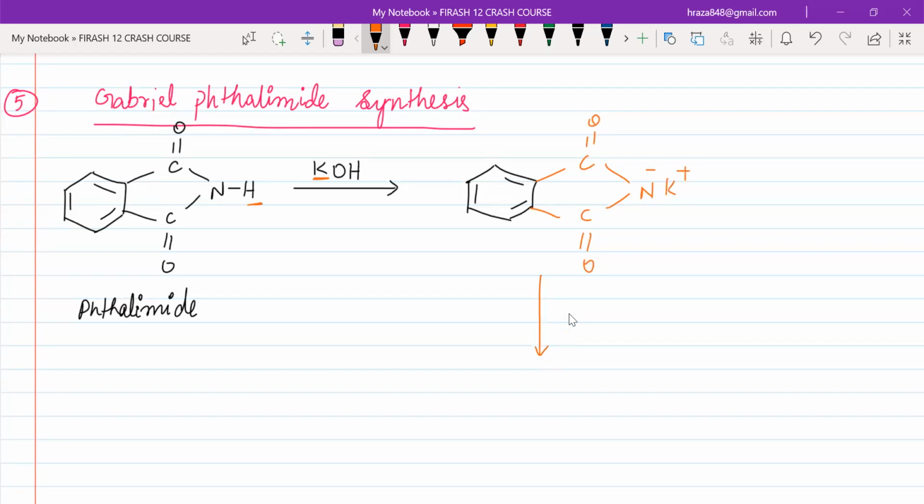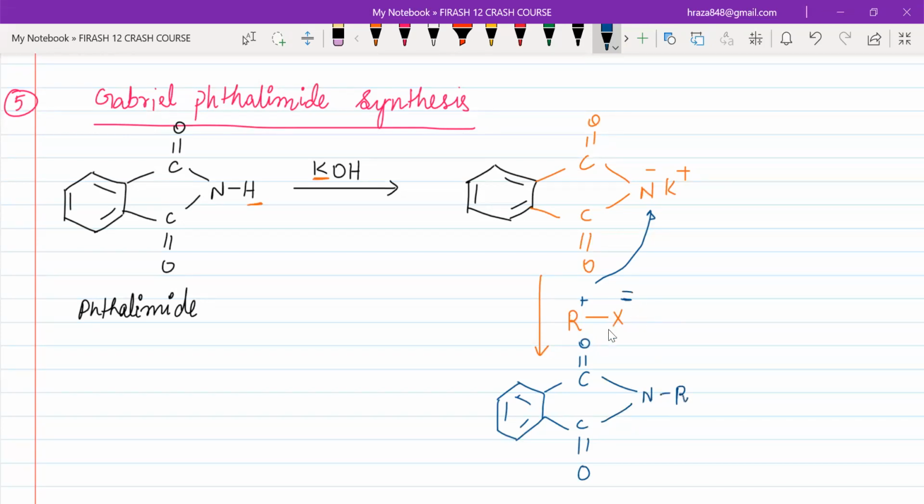Now again, you are going to react this with RX, that means alkyl halide. If you react this with alkyl halide, this will have negative, this will have positive. So this positive will go to this. What you will get is this: C double bond O, C double bond O as it is, and then N, and R will go to this, and this X and this K will become a salt and be eliminated. Now this has a name, which is N-alkyl halide.